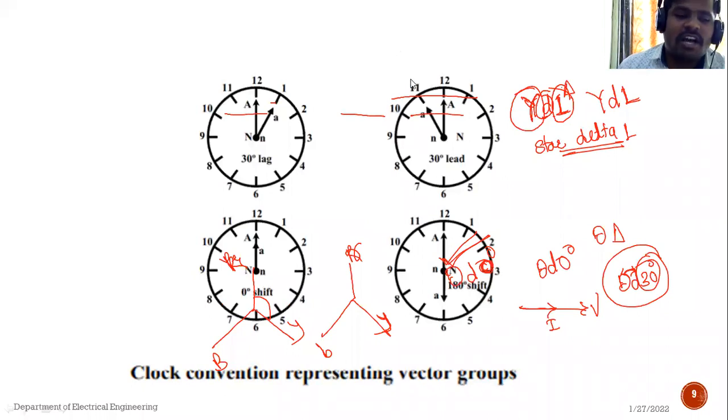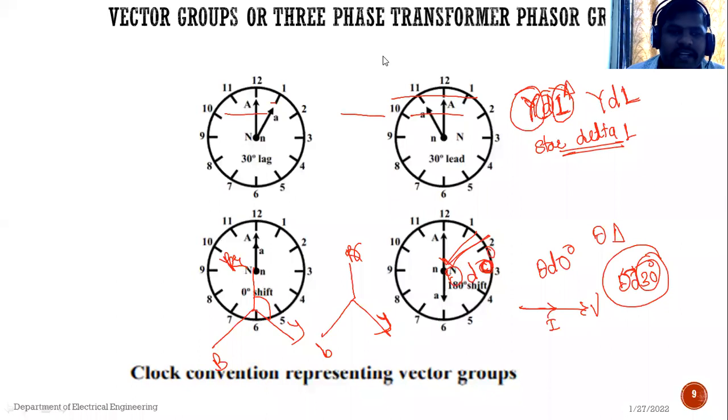See, this is the clock method or the clock convention to represent the vector group, or it may represent the vector diagram of a three phase transformer phasor group.